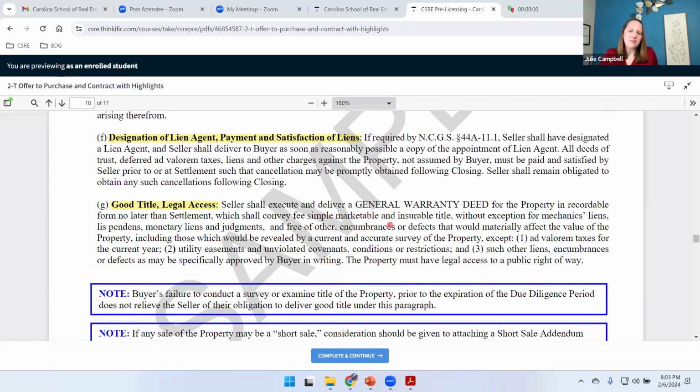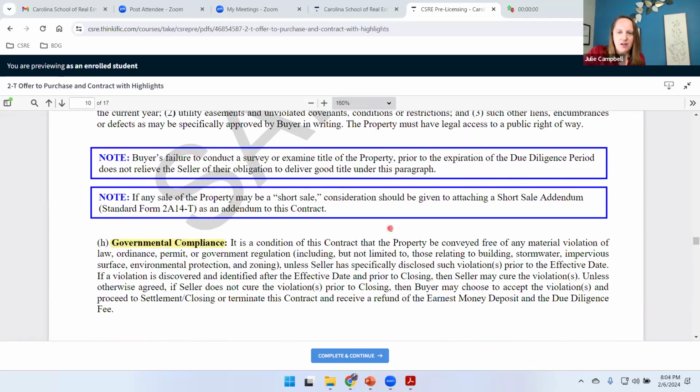Good title, legal access. You guys have already read this paragraph. This is what we looked at in Unit 5. Seller shall execute and deliver. There's our general warranty deed in recordable form no later than settlement, conveying fee simple, marketable, insurable title, without exceptions to mechanic liens, lis pendens, judgments, encumbrances, etc. Property must have legal access to a public right-of-way. Again, this is the seller's biggest obligation, is to provide that clear marketable title.